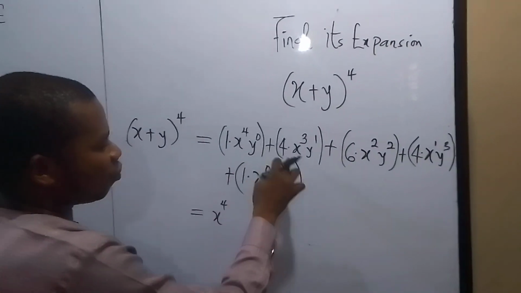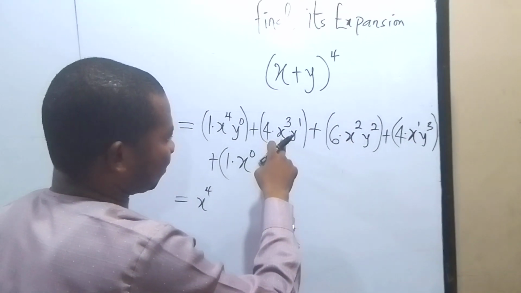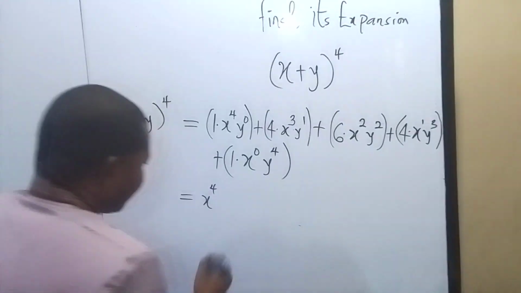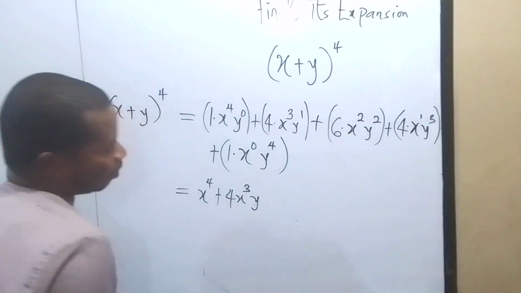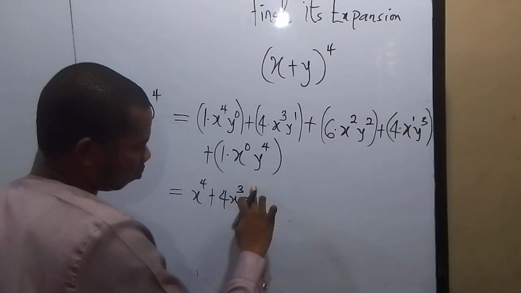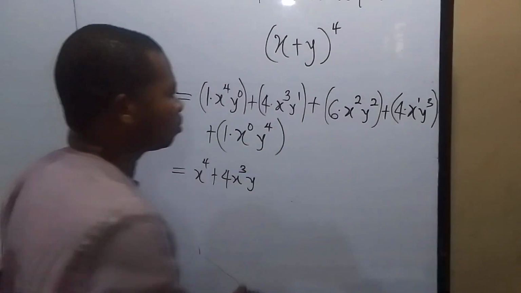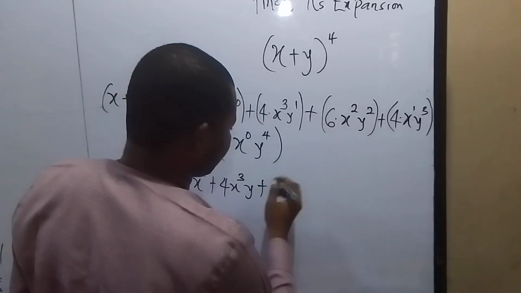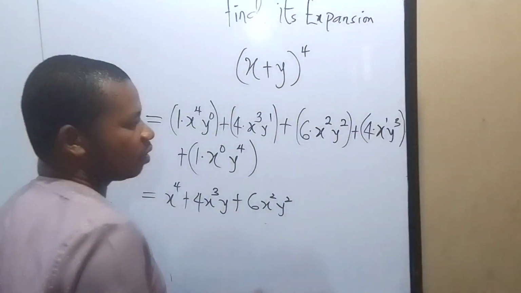We are done with this, so we'll move to this. This is 4 times x raised to power 3, which is 4x raised to power 3. Then times y raised to power 1, which gives 4x cubed y. In mathematics, we don't put power 1. y is the same thing as y raised to power 1. Okay? So we move to the next one. We have plus 6 times this gives me 6x squared y squared. Okay? That is for this.